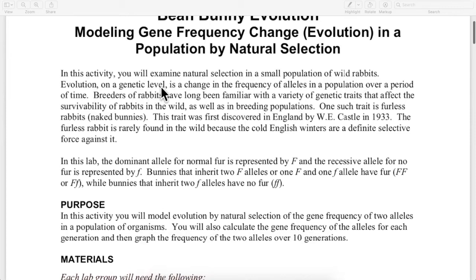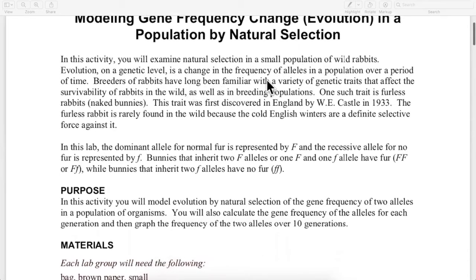Evolution on a genetic level is a change in frequency of alleles in a population over a period of time, meaning frequency of alleles is how often you come across those alleles. So from generation to generation, how often changes. Breeders of rabbits have long been familiar with a variety of genetic traits that affect survivability of rabbits in the wild, as well as in breeding populations.